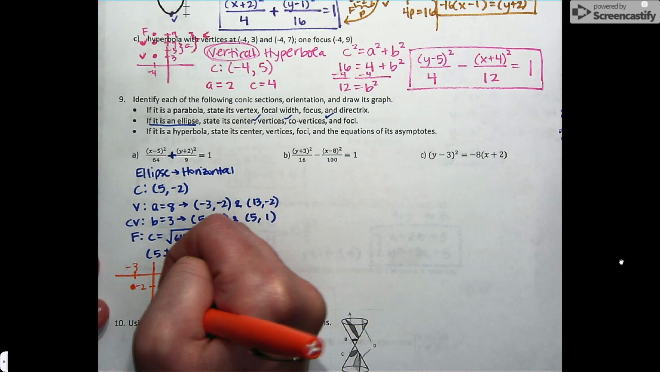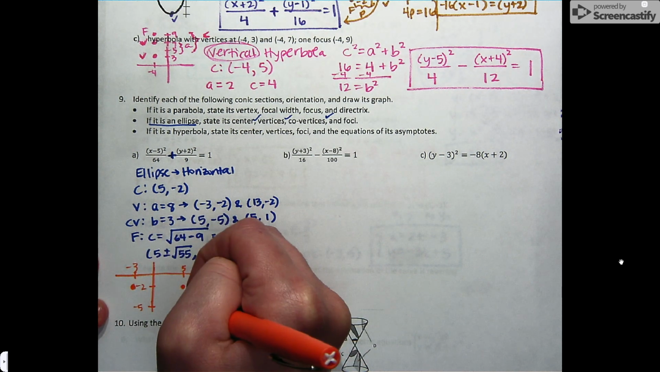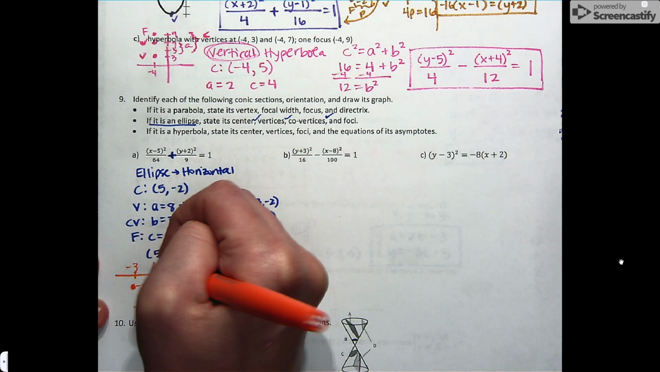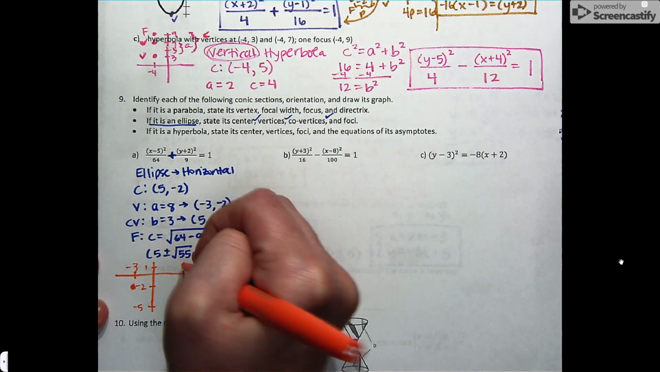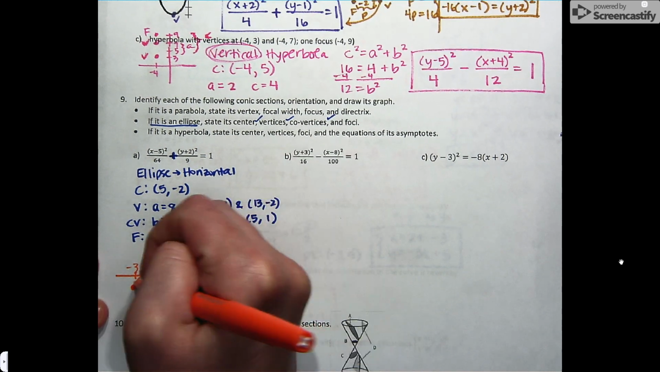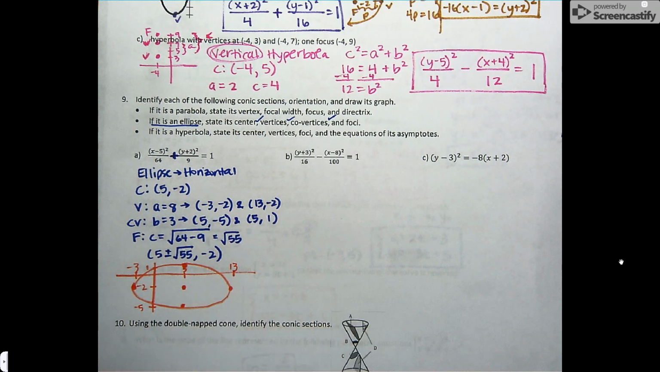See, then I'm going to have 5, comma, -5 as a co-vertex, and 5, comma, 1 as another co-vertex, and that's how I get to my ellipse as shown.